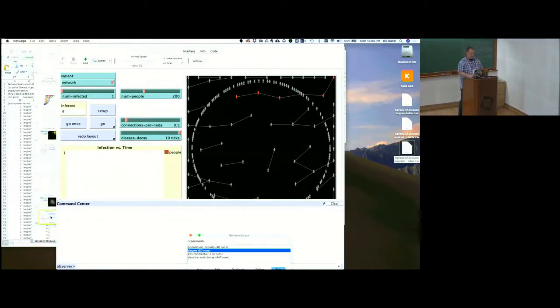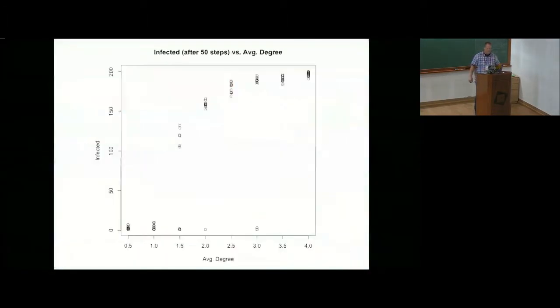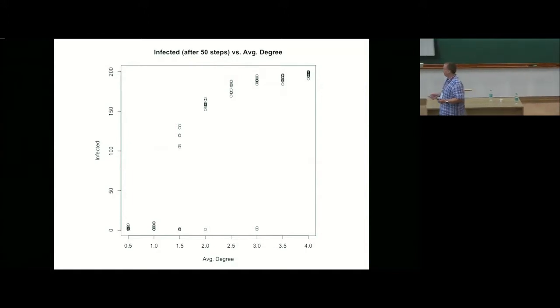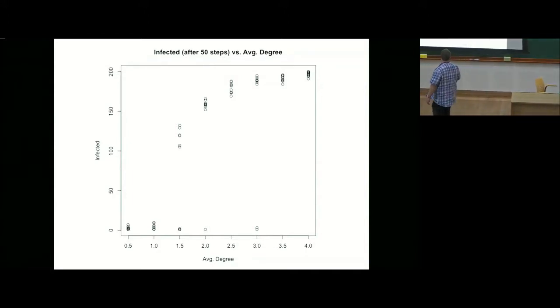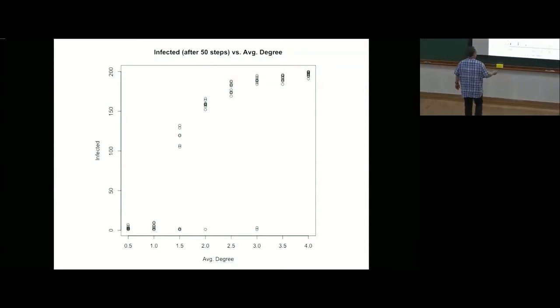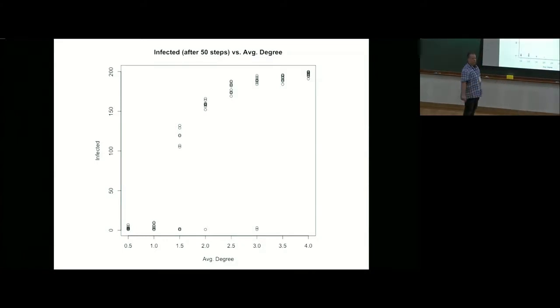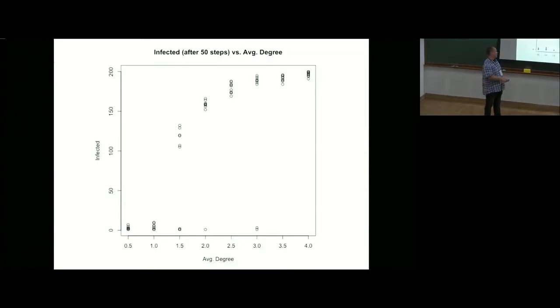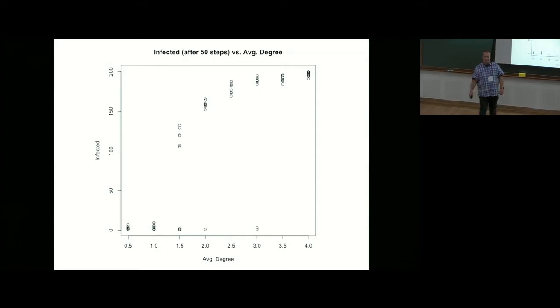So once we have that network version, we can do things like graph infected after 50 steps. This graph looks different than any of the other graphs we've seen. Even as high as an average degree of 3, we get not 0, but a low number of infected after 50 steps. Why do you think that is?